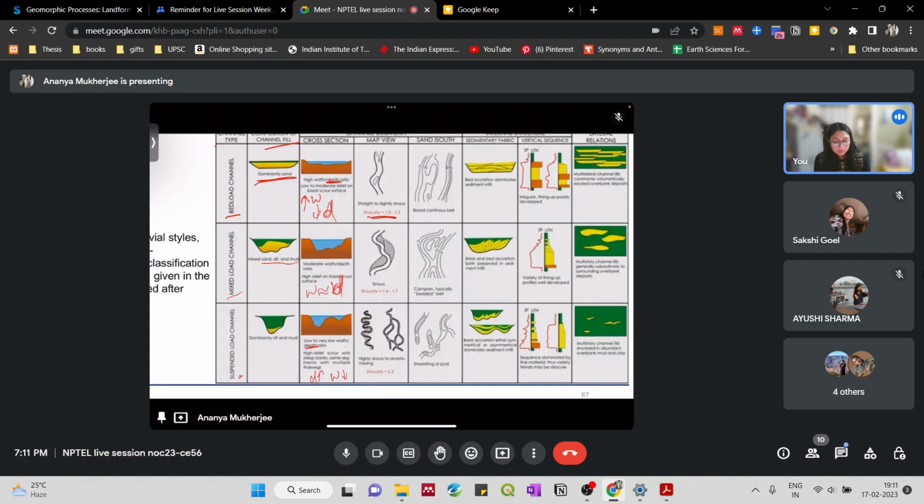You can see two different smaller channels over here. That is because it's forming these braided rivers.